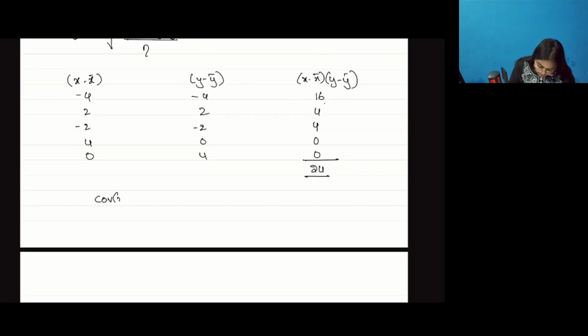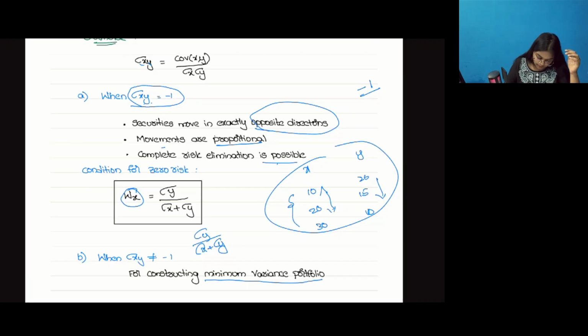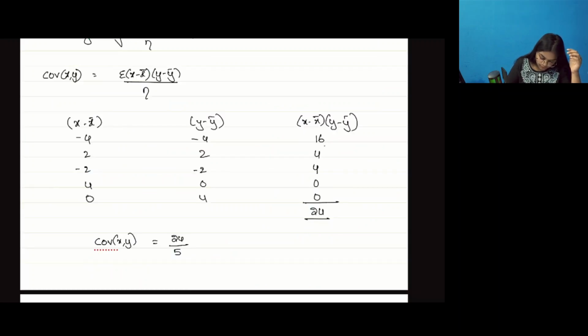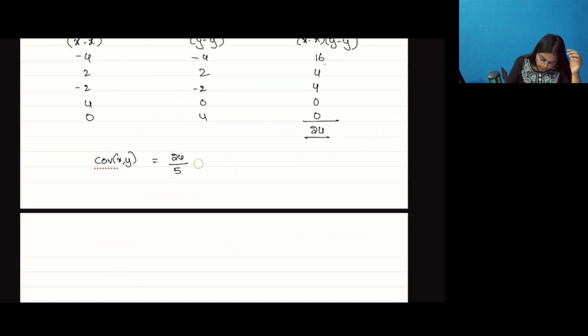Now covariance of x comma y equals 24 divided by 5, that is 4.8.